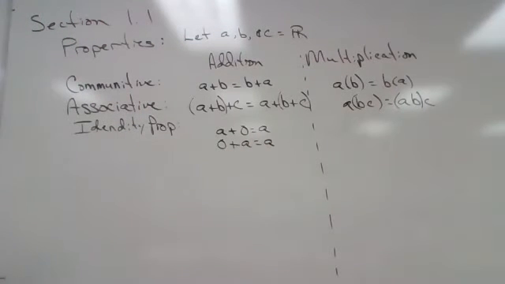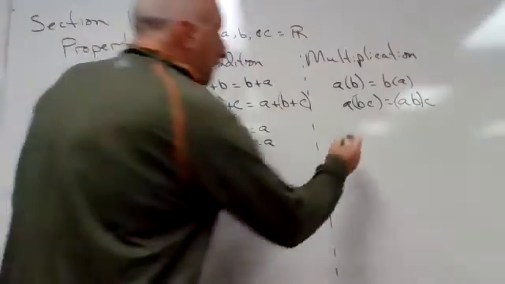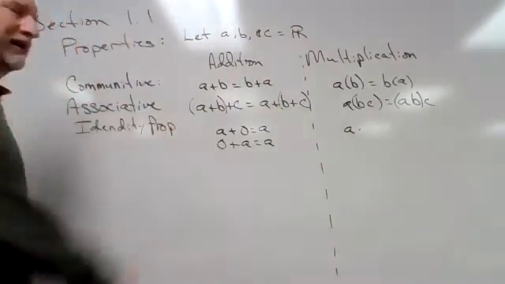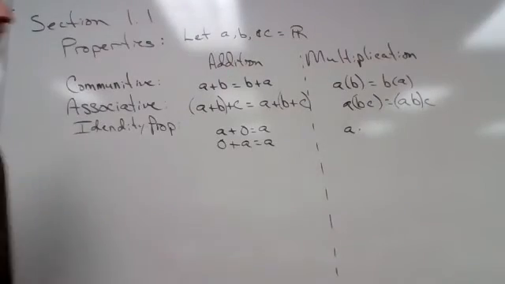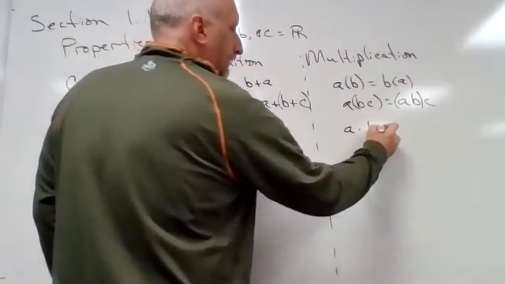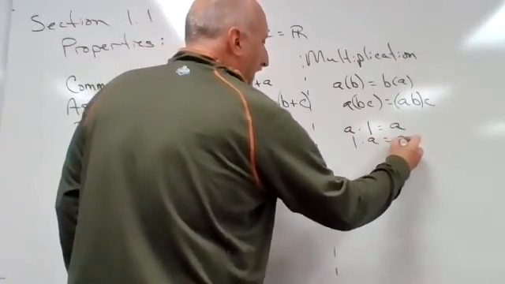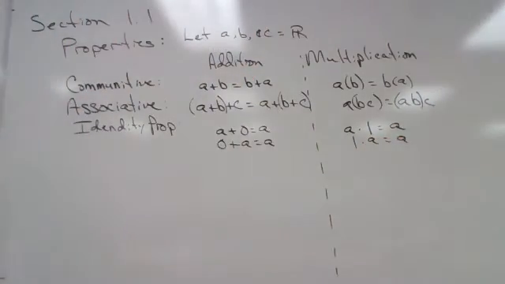But with multiplying, it's a little different. So if I have a number that I want to multiply by, and I wanted to keep that value, I wanted to keep its identity, I'd multiply by 1. So I can multiply any number by 1, and my number keeps its identity.